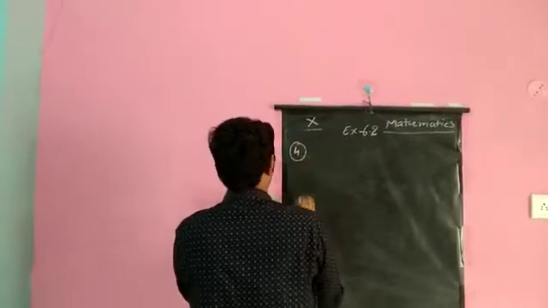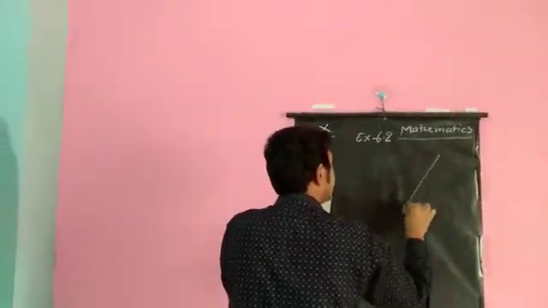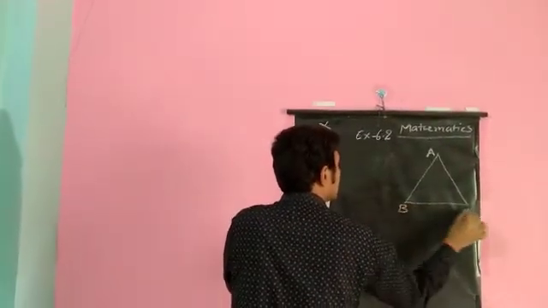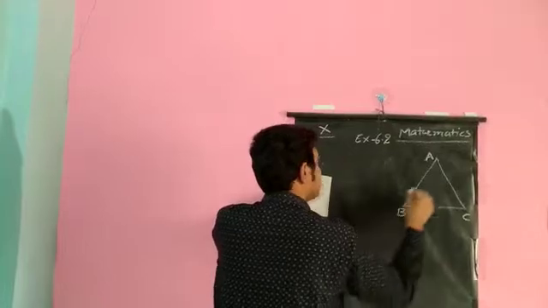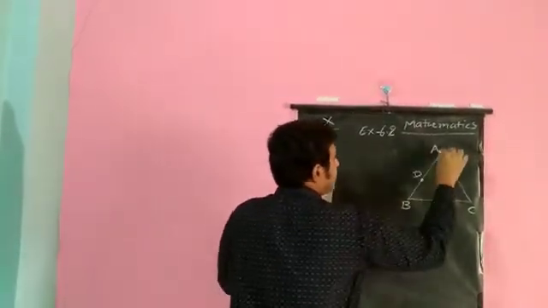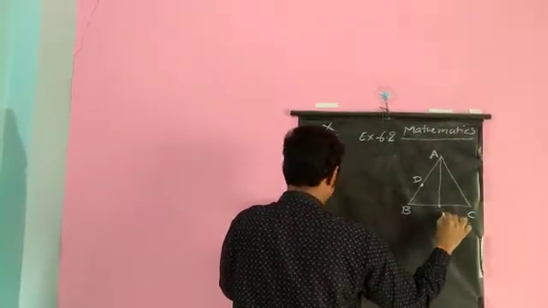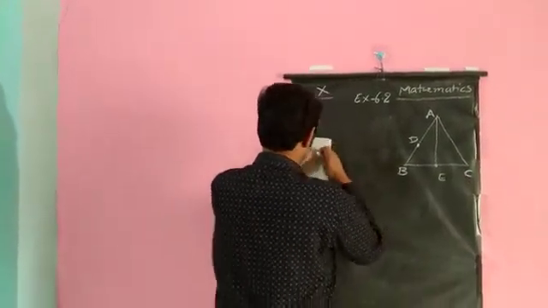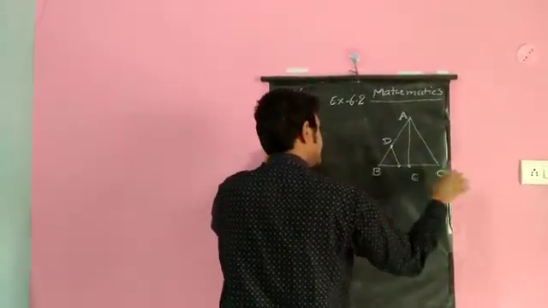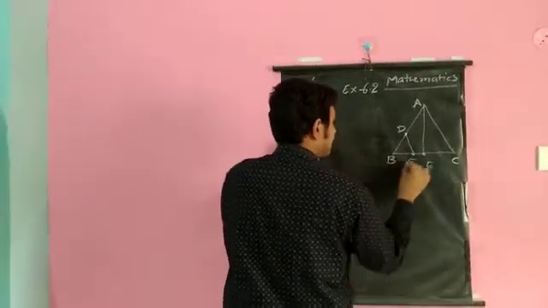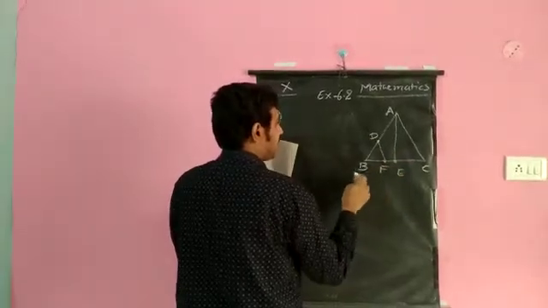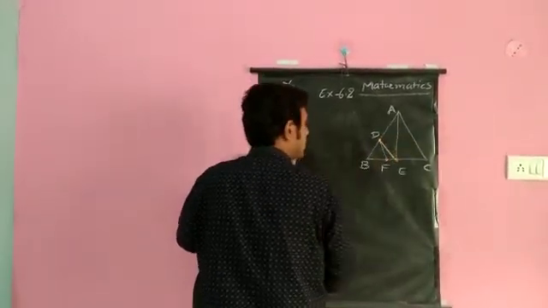Question number 4. To draw the figure, we have a triangle ABC. On side AB they gave a point D, and from A on BC they gave a point E. From D, another point is located on the side BC, labeled F. In triangle ABC, DE is also joined.